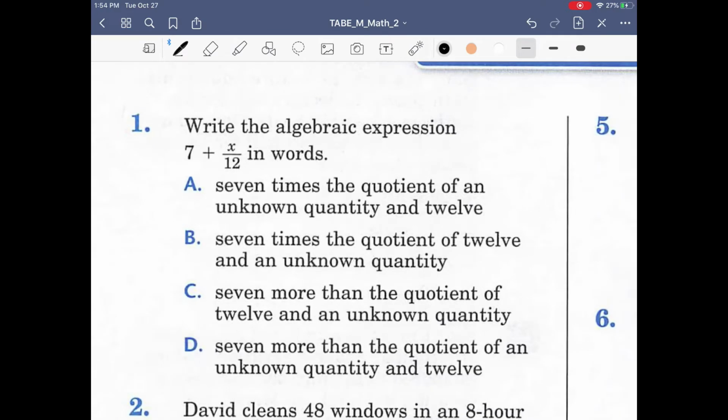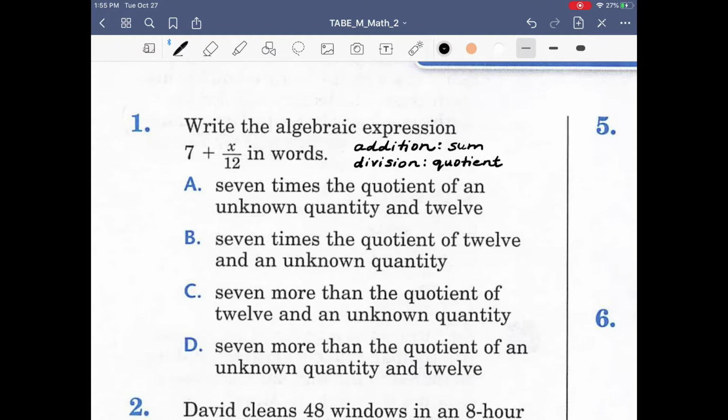Write the algebraic expression in words. 7 plus, so I see addition. X divided by 12, I see division. And I don't know if you noticed there, but I almost wrote the word quotient because that's the word that comes to mind when I see those. Addition is likely to be the word sum, but it doesn't have to be. It can be other ways of saying addition.